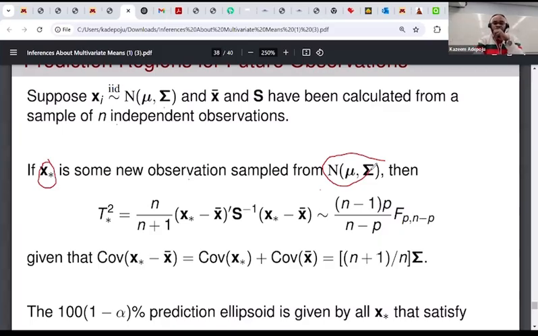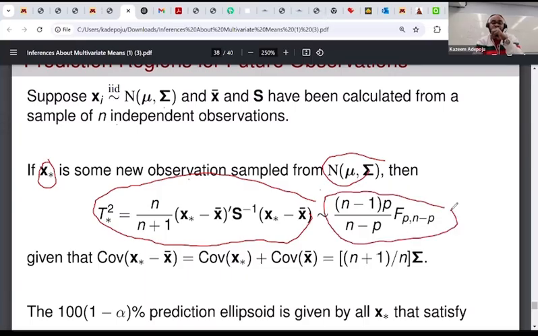Now, we're going to compute a Hotelling T-squared for the new observation. This is the T-squared for the new observation. You can see n over n plus 1. The X star is the new observation. The X bar is the sample mean vector. And that follows this distribution. Also take note that the covariance of that is the same thing as this.